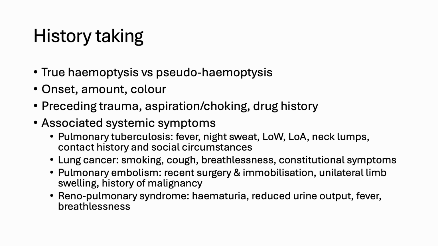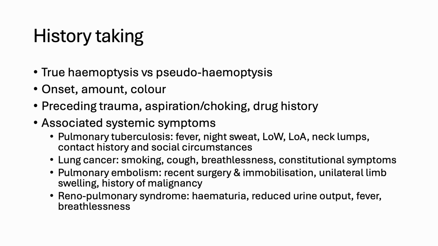of coughing out blood. It is important to note the onset of the haemoptysis, the amount, and the color of the blood that patients are coughing out. It is helpful to note whether there is preceding trauma, aspiration, or choking, or take a good drug history, particularly on the use of blood thinner, antiplatelet, or anticoagulant.